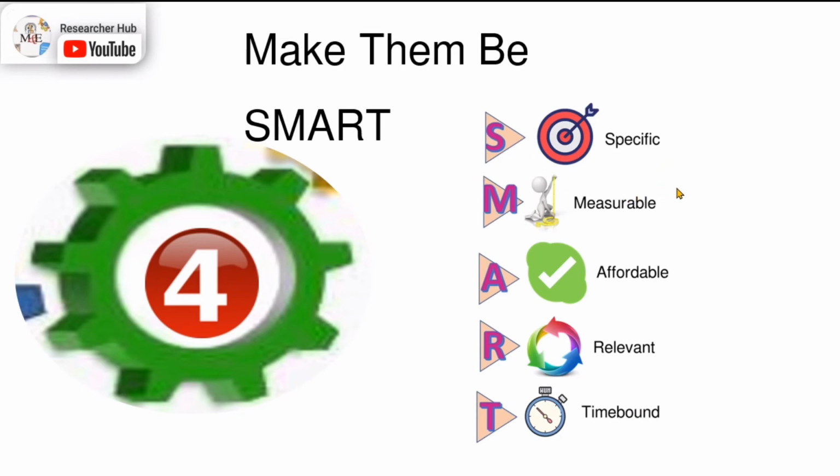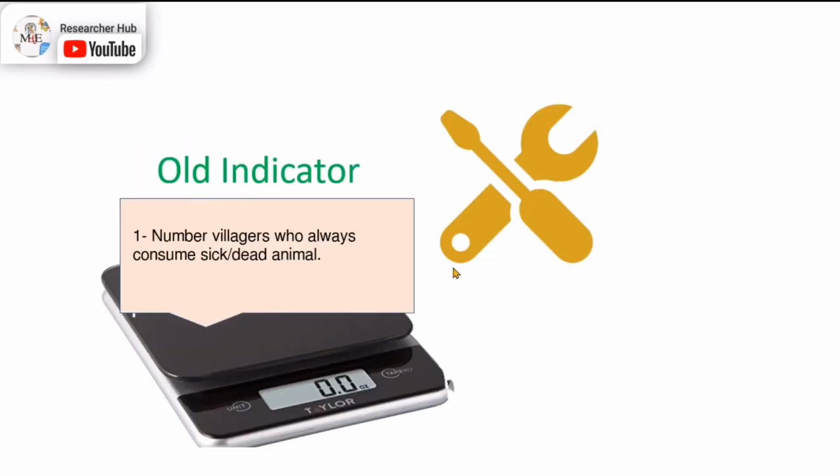Be specific, measurable, affordable, relevant, and time bound. Like the criteria we used, we already screened them. So let's work on the first indicator that we have here, the number of villagers who always consume sick or dead animals. Based on our draft indicator statement, we know this is not smart, right? So now let's make it smart.